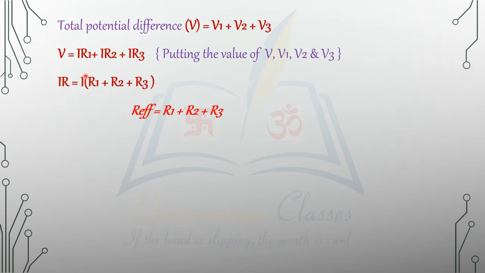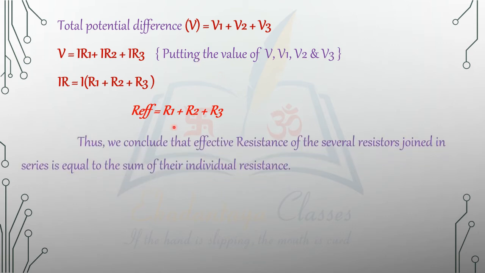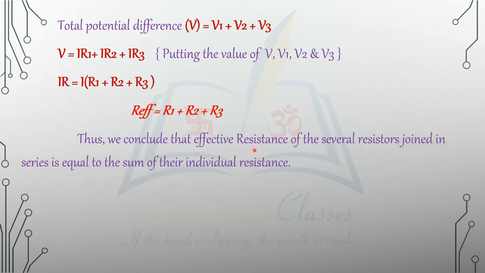So V and I will cancel, and it will become R effective, the effective resistance, equal to R1 plus R2 plus R3. So this completes the derivation for series. Thus we conclude that the effective resistance of several resistors joined in series is equal to the sum of the individual resistances. We can go R1, R2, R3, R4, R5, R6, R7, up to Rn.